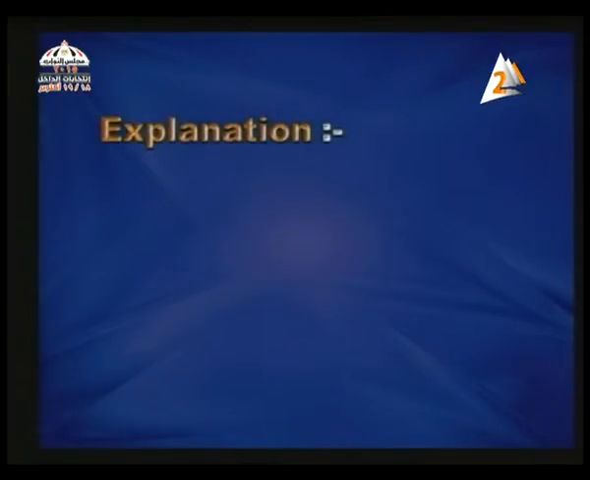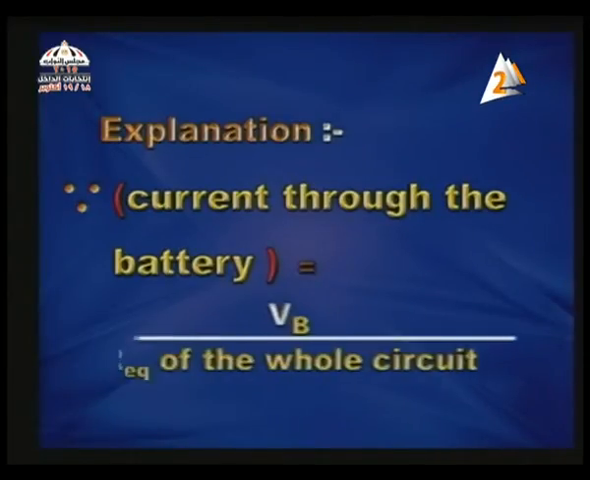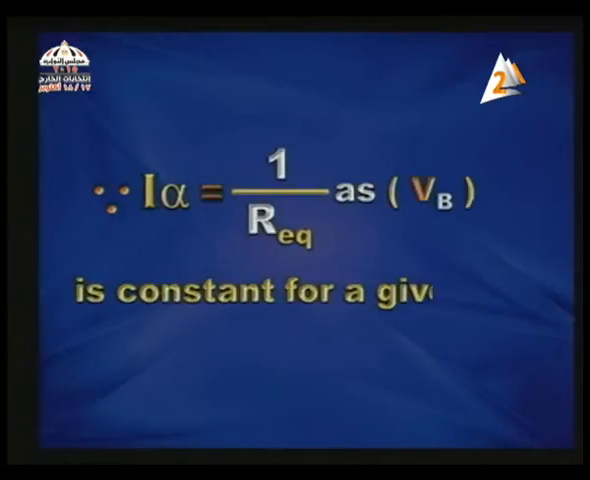The explanation is as follows. Current through the battery is determined from Ohm's law of the closed circuit: I equals V battery over R equivalent of the whole circuit. So the current through the battery is inversely proportional to the equivalent resistance of the circuit. Why? Because V battery, of course, is unchanged. For a given cell, V battery remains unchanged. So the current is inversely proportional to the resistance.